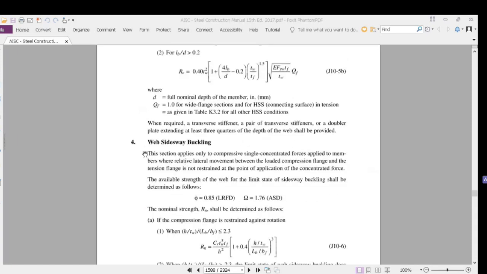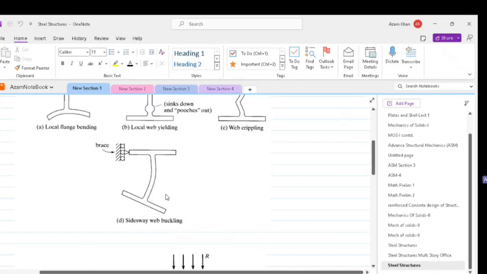The fourth check is the web sideway buckling. In the case of web sideway buckling, the top flange is restrained, whereas the bottom flange is free to move. As a result of a concentrated load, the bottom flange has a tendency to rotate.